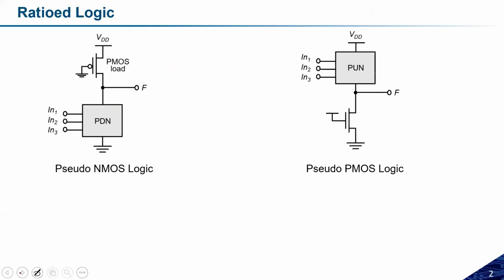So let us start with the ratioed one. What is the ratioed one? We have already studied this kind of structure before. Basically, ratioed logic is utilized to reduce the number of transistors required to implement any logic function.